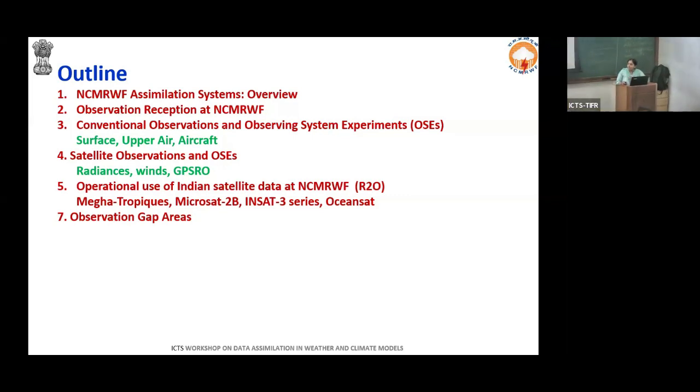Fiona already told that there is in situ and remote sensing data. Similarly, conventional observations and satellite based observations. And I will just touch upon the Indian satellite data. We have so many Indian meteorological satellite missions. So how do we use all these data at NCMRWF? To name a few: Megha-Tropiques, Microsat 2B, INSAT 3 series and OceanSat series data. And what are the observation gap areas?